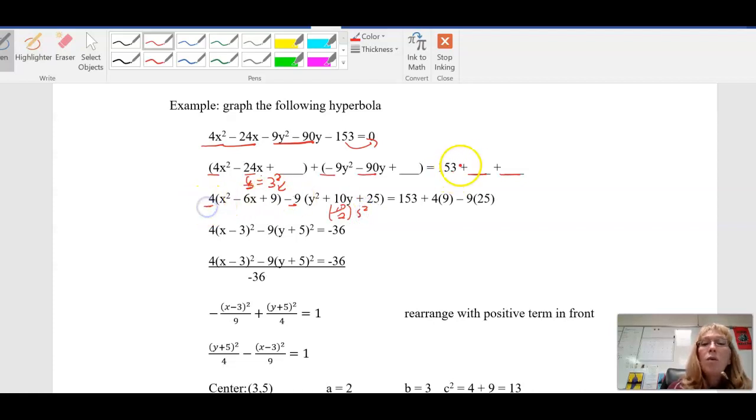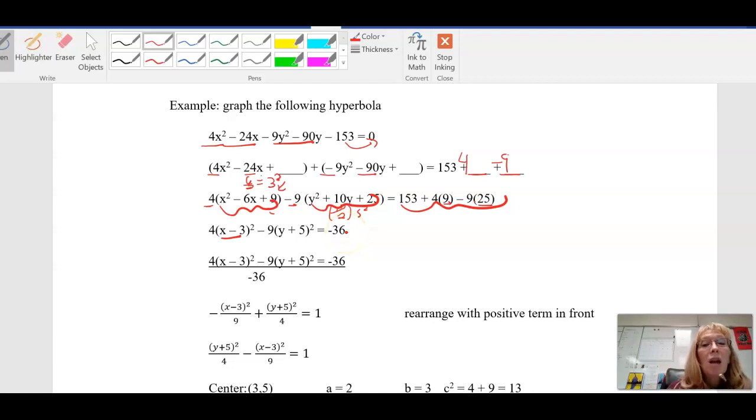So now we have the 4 in front of this blank, the negative 9 in front of this blank. We filled in a 9 here, a 25 here. So we've done our work correctly. So now this here, x minus 3, x plus 5, add all that up, you get negative 36.